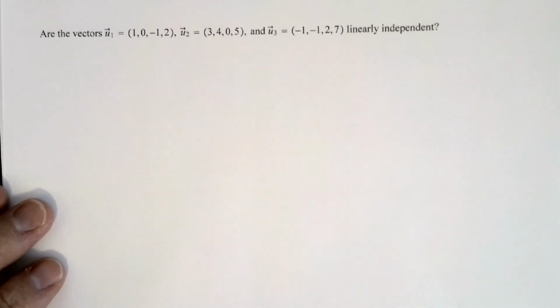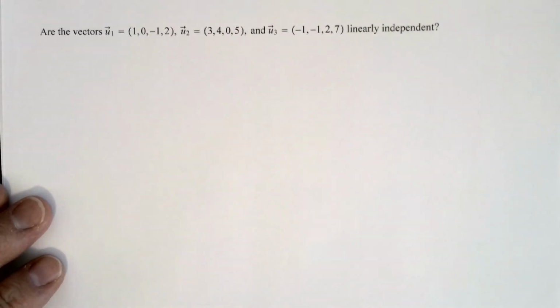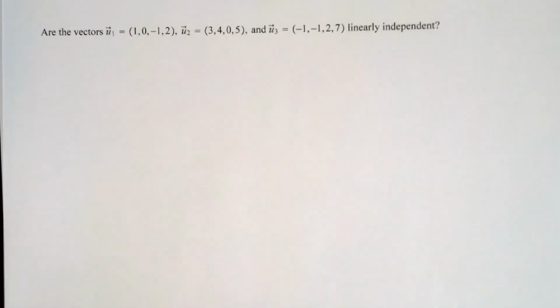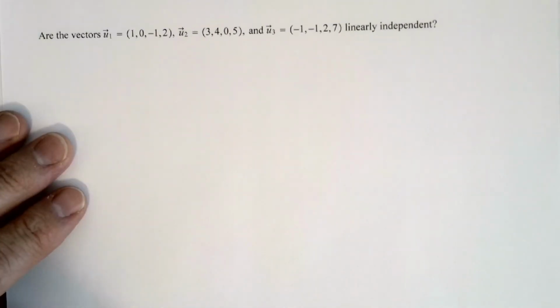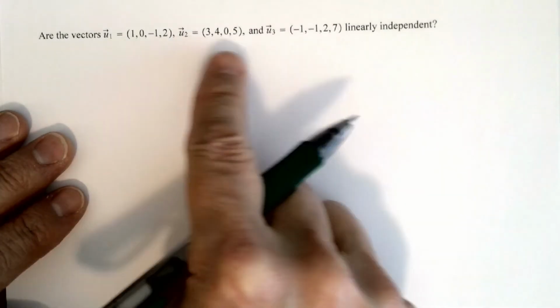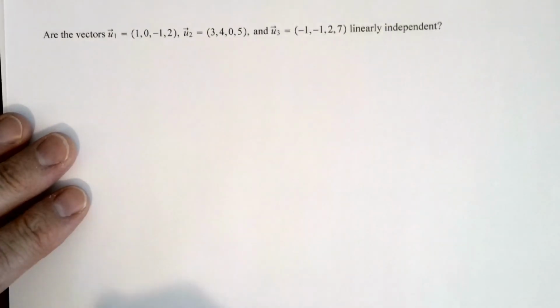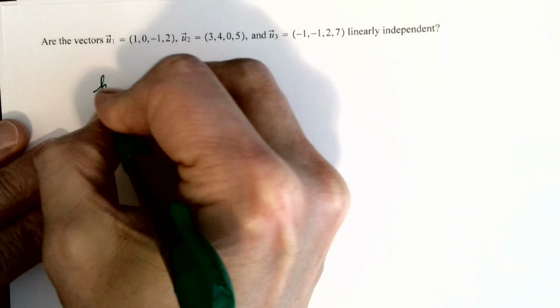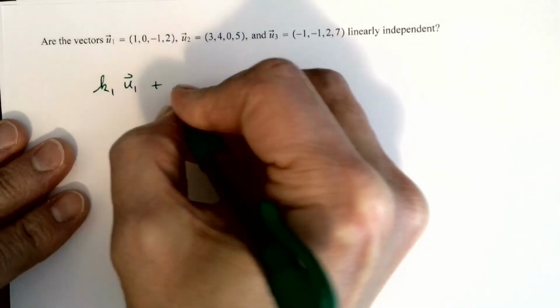Are the vectors u1, u2, and u3 linearly independent? Okay, let's do this one a little quicker. Notice these vectors reside in 4-space, right? They're 4-tuples, as opposed to 3-tuples. But the process is the same. We take a linear combination of the vectors.